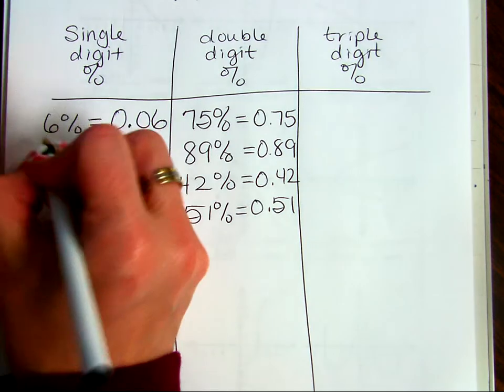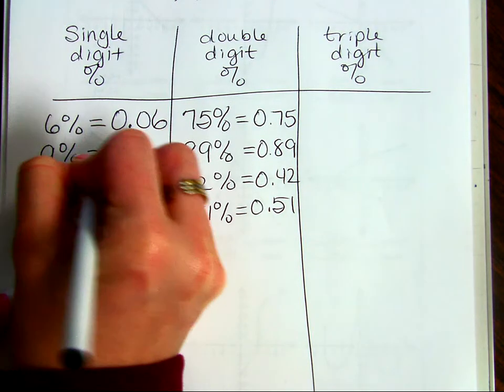So let's keep moving now. What if I had 9%? 9% is what?